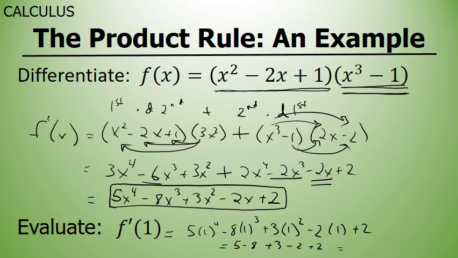Working from left to right, 5 minus 8 is negative 3. Negative 3 plus 3 is 0. 0 minus 2 is negative 2, and negative 2 plus 2 is 0.